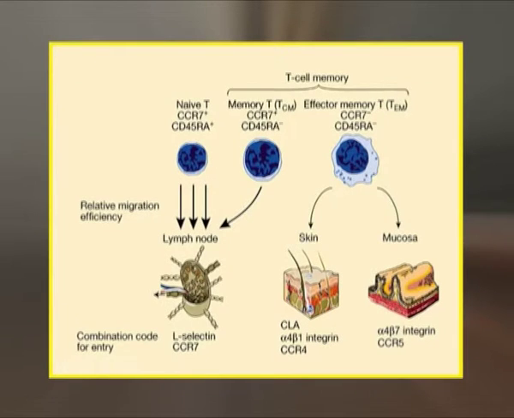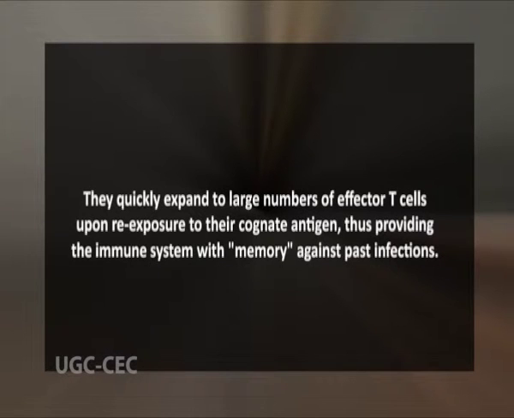Memory T cells are a subset of antigen-specific T cells that persist long-term after an infection has resolved. They quickly expand to a large number of effector T cells upon re-exposure to their cognate antigen, thus providing the immune system with memory against past infections.